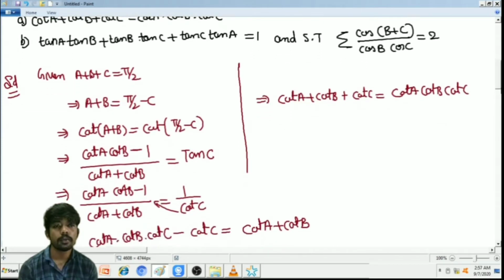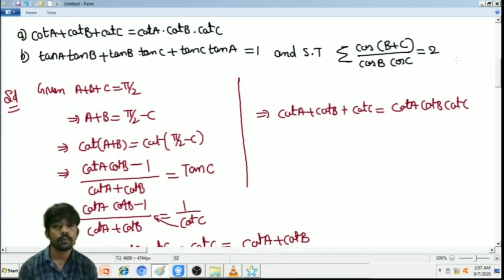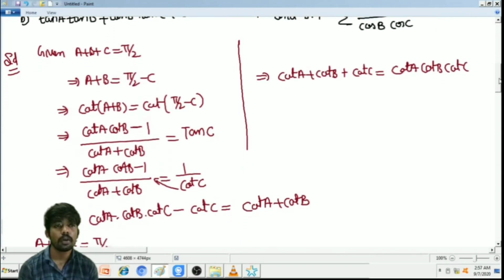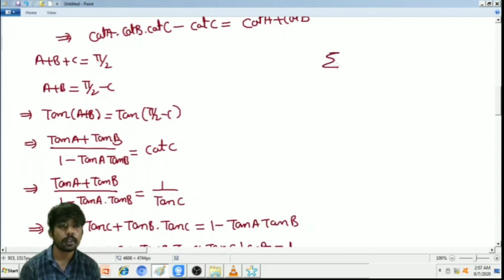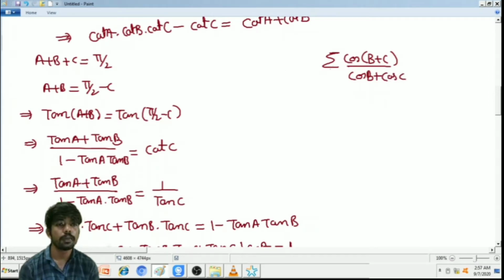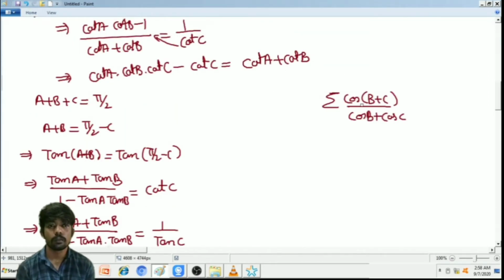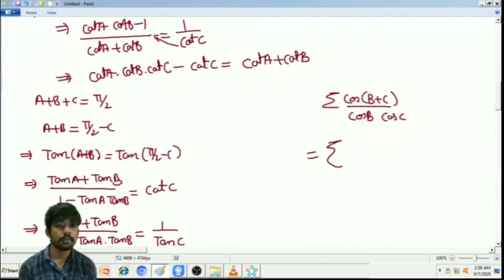And consider here what we have: cos(B + C)/(cos B cos C). So I am considering that part. We have cos(B + C)/(cos B cos C). Here we need to prove this. So consider the summation of (cos B cos C − sin B sin C)/(cos B cos C) using the compound angle formula.